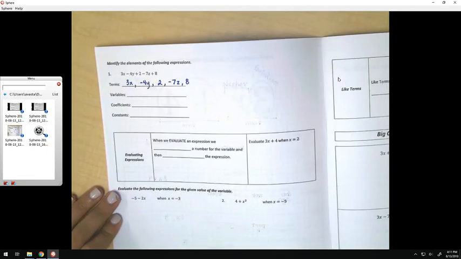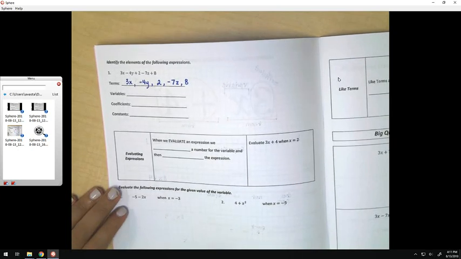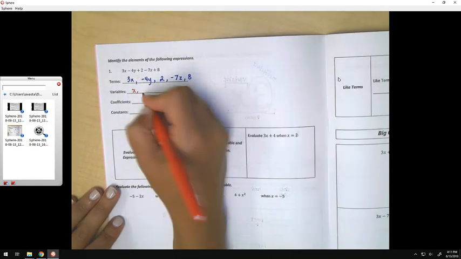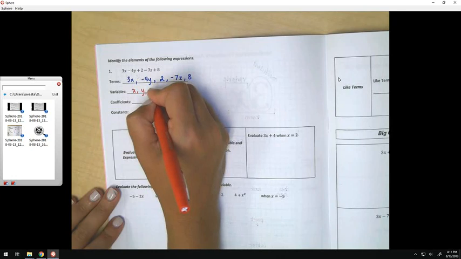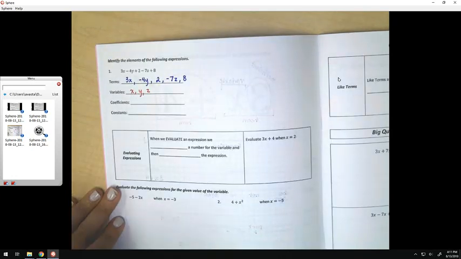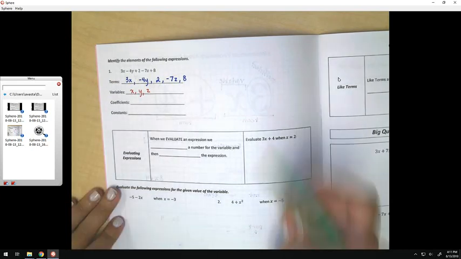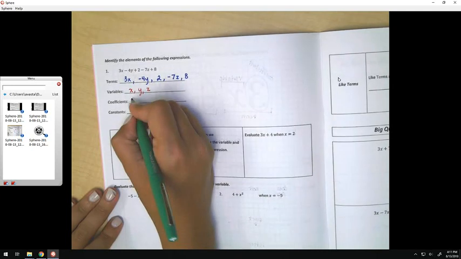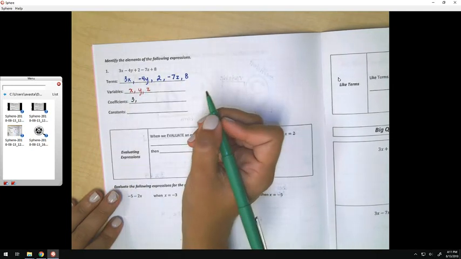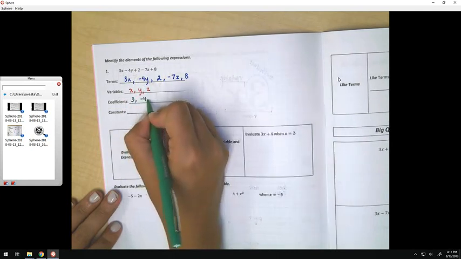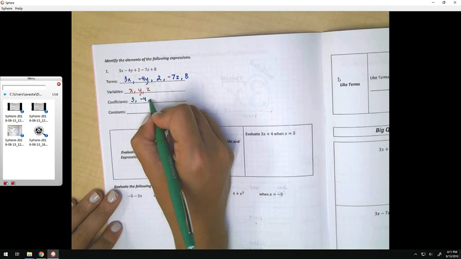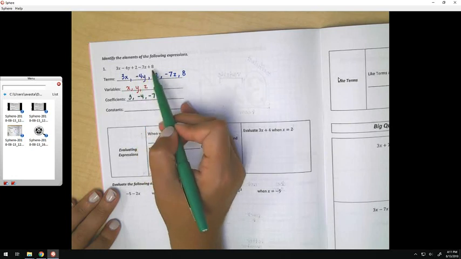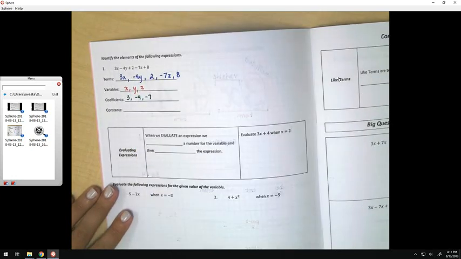I might also ask you to identify the variables. So the variables here would be x, which is a letter that stands for any number we want. y and z are variables in this problem. I might ask you to identify the coefficients. So the coefficients are numbers that are attached to variables. In this case, the 3 is attached to the x. It's the coefficient of the x. The negative 4 is the coefficient of the y. And the negative 7 is the coefficient of the z. I would not include the 2 or the 8 on this list because those do not have variables.